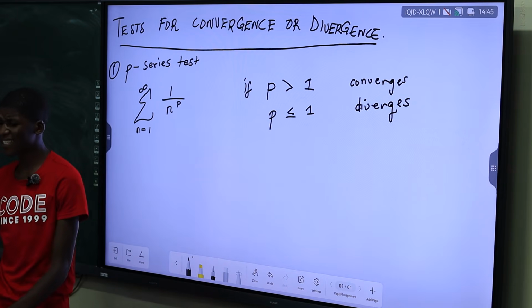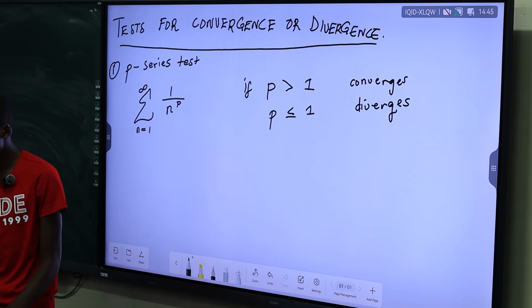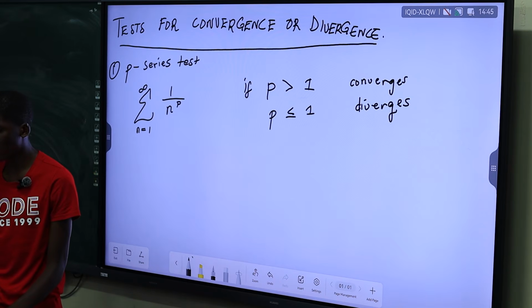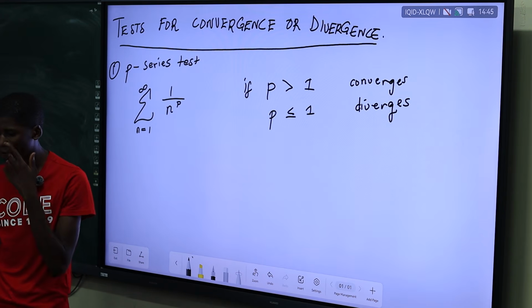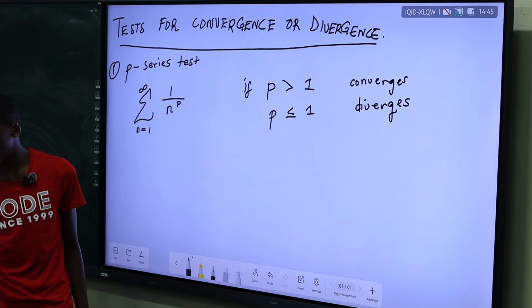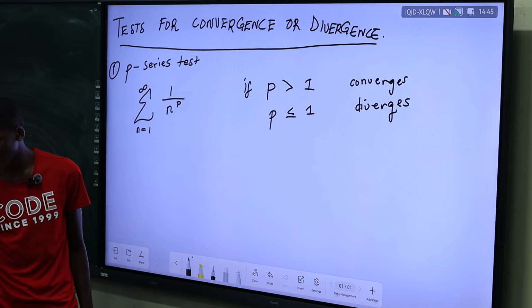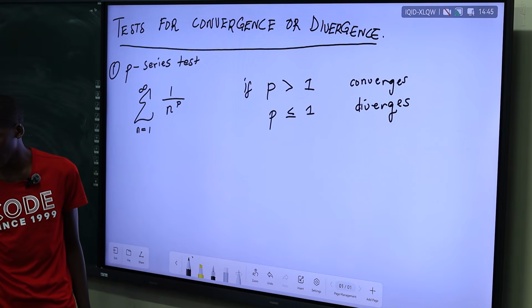So it's a p series test again. A p series test is simple. You just need to look at the exponent to which you are raising n. If you are raising n to a number that is greater than 1, it converges. If it's a number that is less than or equal to 1, then it diverges.